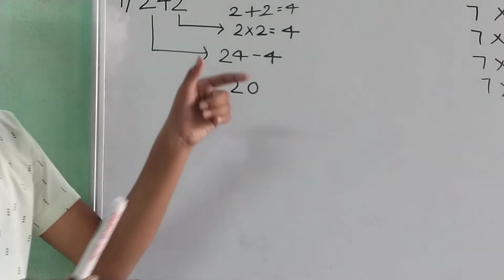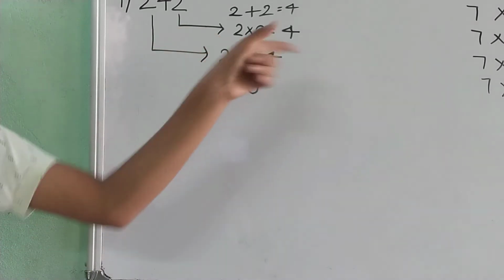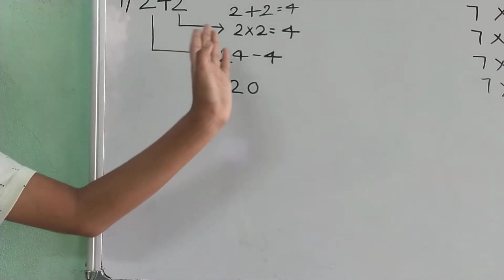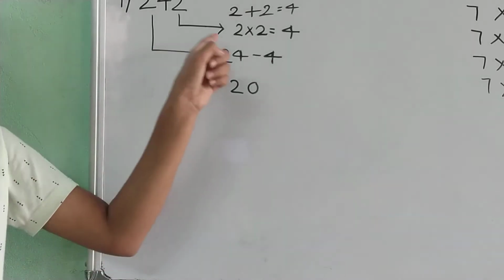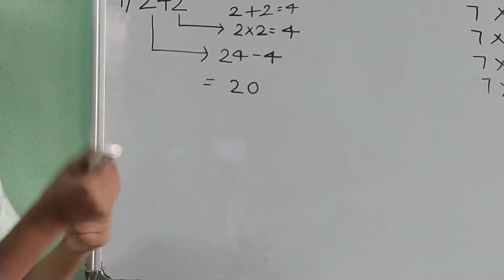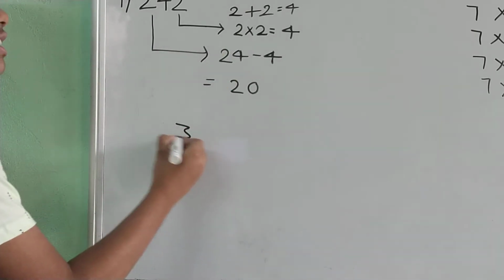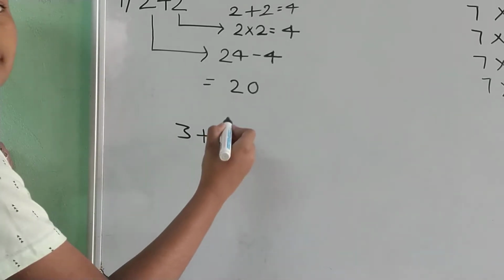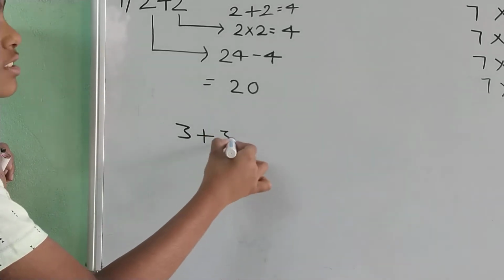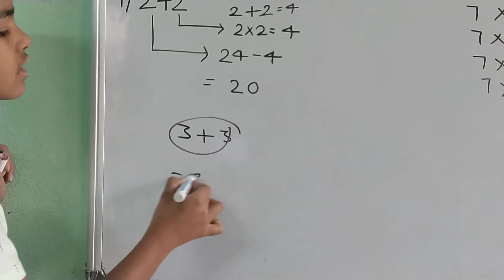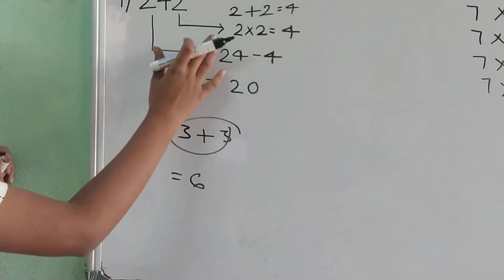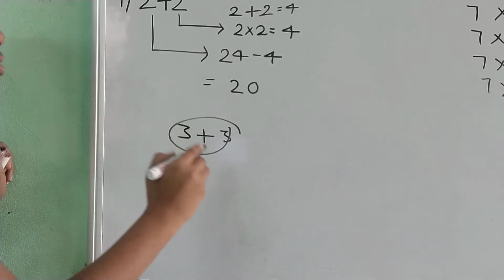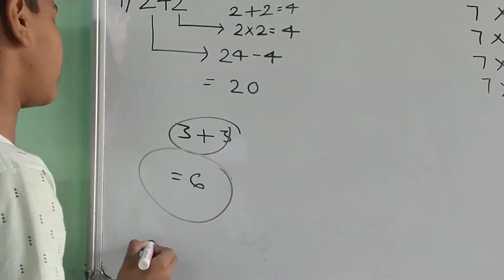So see, over here we multiplied, we got, and over here we added, so we got. Over here 2 was repeated. But in such a series, wherever 3 is repeated or 3 is in the units place, you should add 3 to it. So that will give you 6. But if you want the same 2 properties, you should do like this.